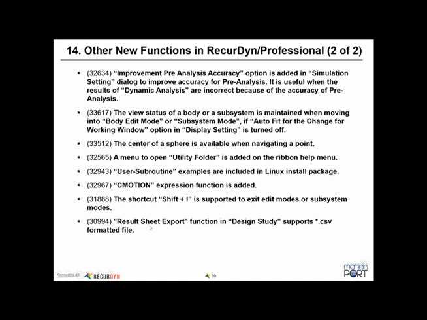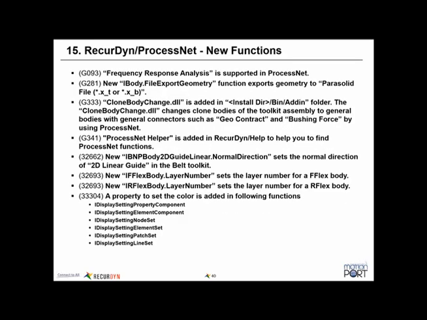If you're ever using the DOE, which we call Design Study in RecurDyn, you know that there's been a button to export a result sheet, meaning it would export the parametric values and all the performance indices, to what used to be just a text file. But now there's an option to also export it as a CSV file, just to make it a little bit easier to bring it to Excel.